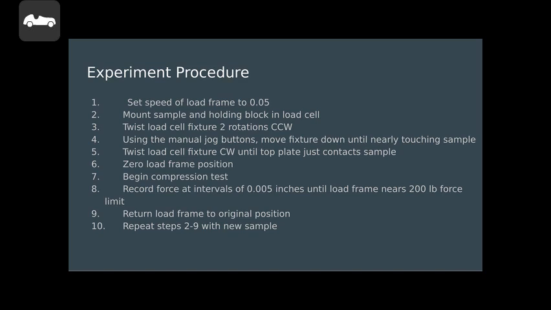The next step is to twist the top plate counterclockwise until the two plates and the test piece itself are in contact with each other. Then zero the load frame in that position, and start running the compression test on the blocks themselves. As that compression test is going, you will be recording at intervals of 0.005 inches of displacement until the load frame nears the 200 pound force limit of the machine, so you're not breaking the machine.